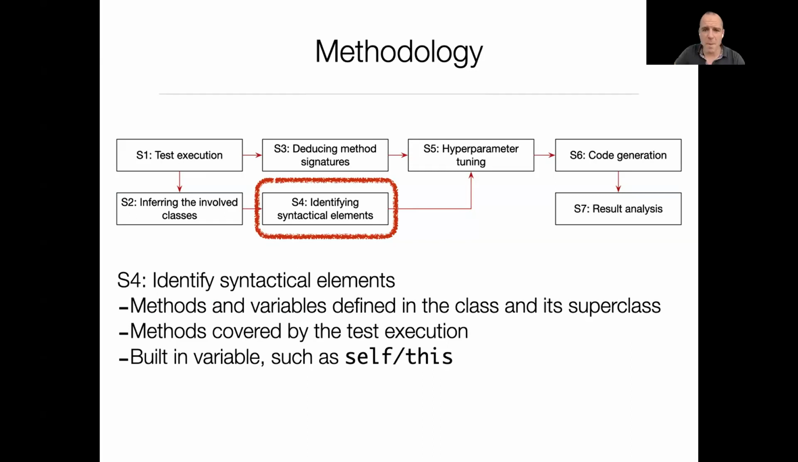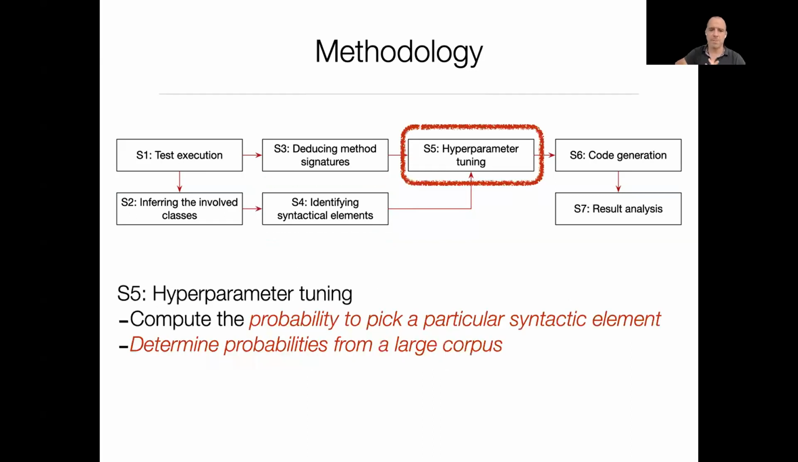So we have a number of hyperparameters, in particular, when we call a method or when we invoke a class during the evolution, then some classes are more likely to be called, some methods are more likely to be called than some other ones. So those are some hyperparameters that we identify using some static analysis on a large corpus.